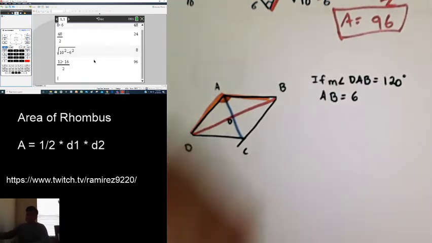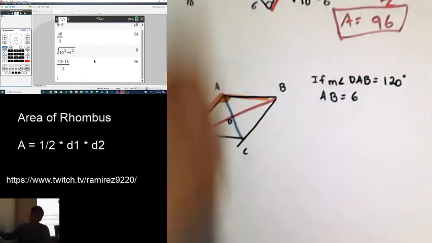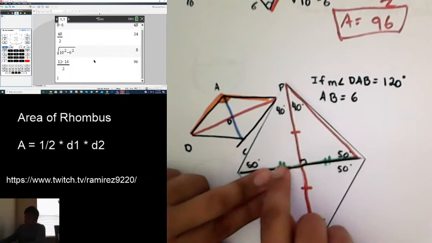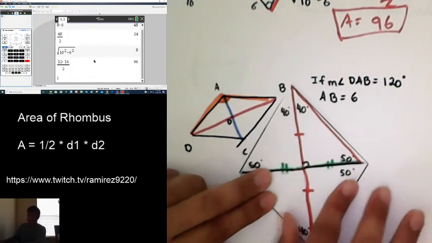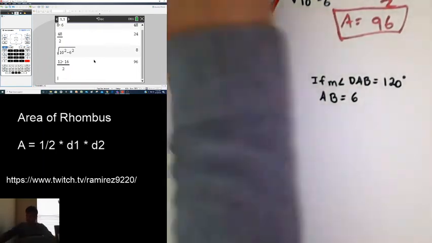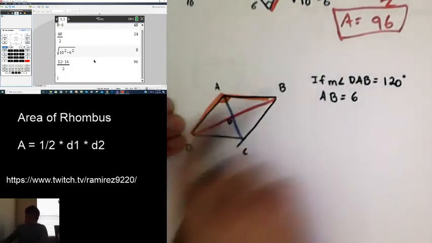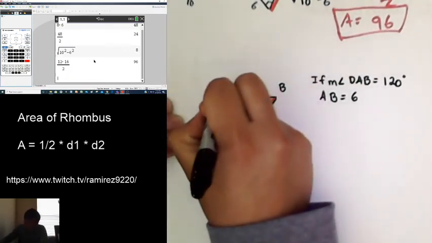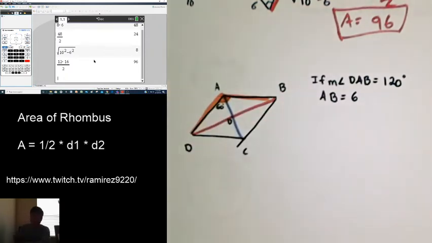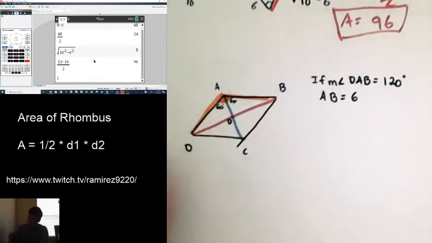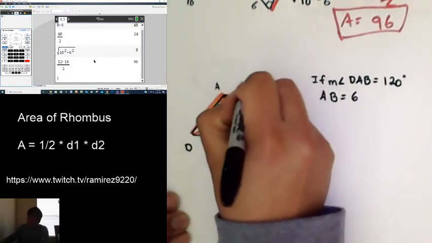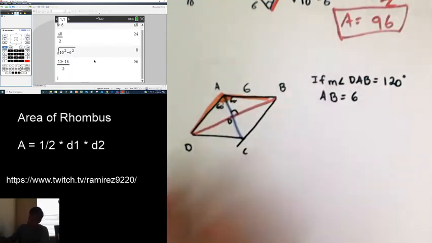Well, I want to remind you that in a kite, your diagonals cut it in half. So if I know that this whole thing is 120, well, now I know that this is 60 degrees, just like that. And also, this one over here is 60 degrees. And same thing over here. They're telling us that AB is 6. And again, we know that there's a 90-degree angle.